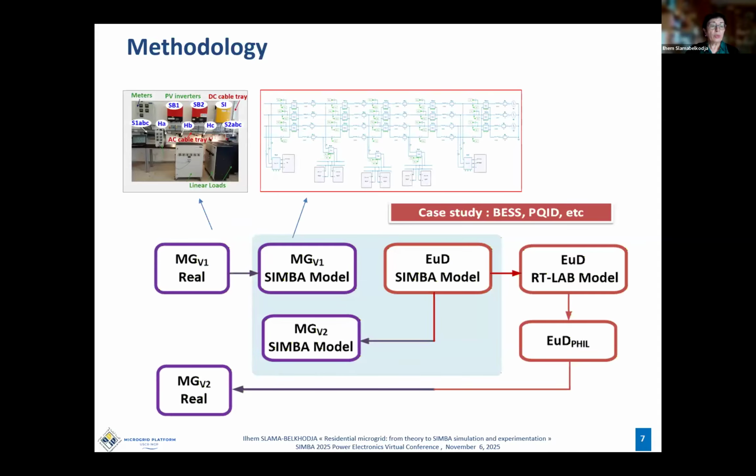So, the methodology was to start from our experimental platform, then to develop its SIMBA model, and to integrate in this microgrid model the SIMBA model of the equipment under development, EUD. A real-time simulation is then performed for this EUD, and tested with the power hardware in the loop, PHIL, approach as a single component. And finally, at the last step, the PHIL component will be integrated in the real platform.